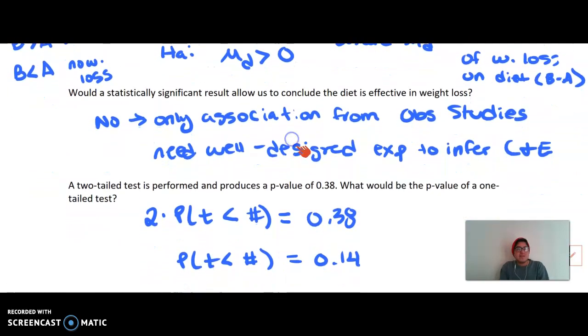Would a significant result allow me to conclude? Well, no, I can only tell association from observational studies, from the population from which I've sampled. Here it was volunteers. You need a well-designed experiment to infer cause and effect. And then lastly, the two-tail test gives me 0.38. So if I solve this mathematically, I'd get 0.14 for a one-tail test.